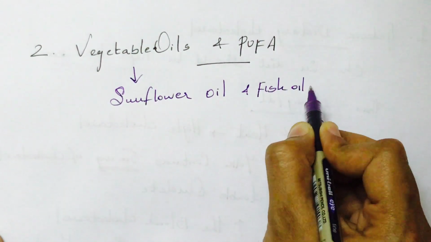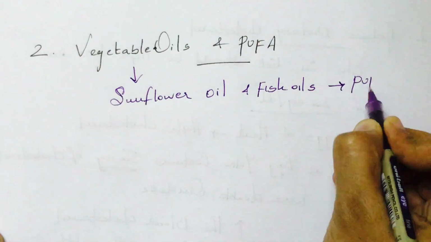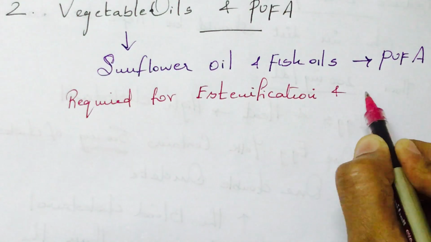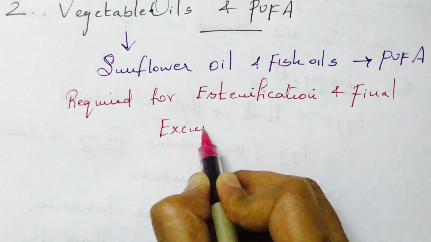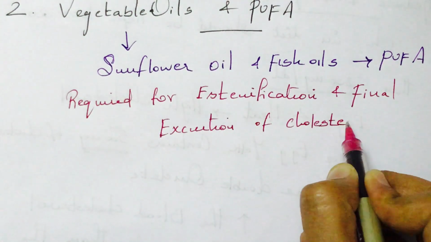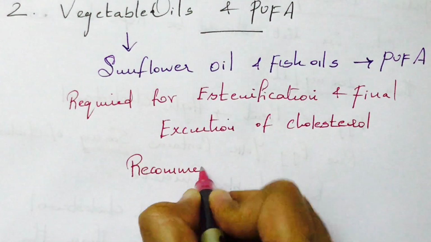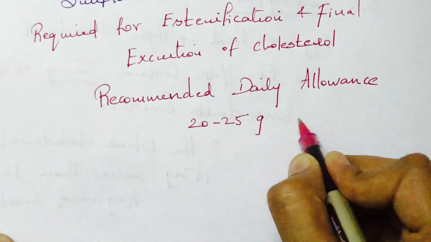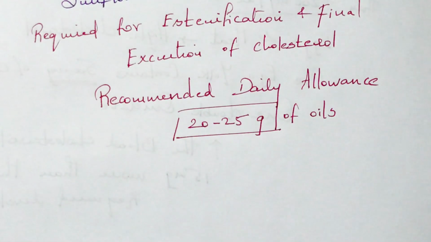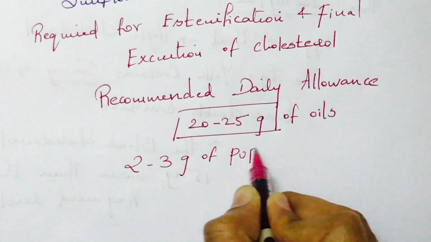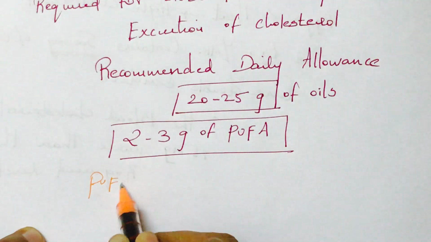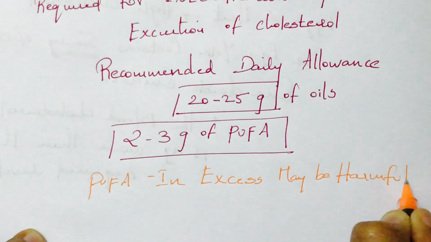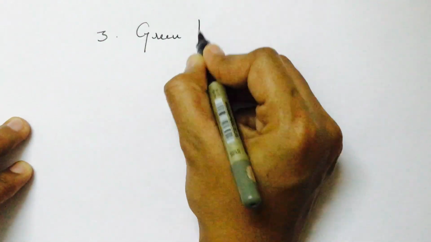Next, vegetable oils and PUFA. Vegetable oils like sunflower oil and fish oils are rich in PUFA. They are required for esterification and final excretion of cholesterol. So the recommended daily allowance is to take 20 to 25 grams of oils and 2 to 3 grams of polyunsaturated fatty acid. Also remember, PUFA in excess may be harmful.